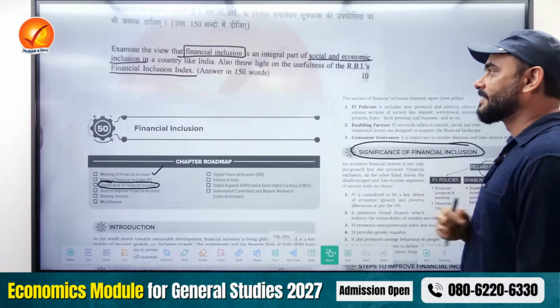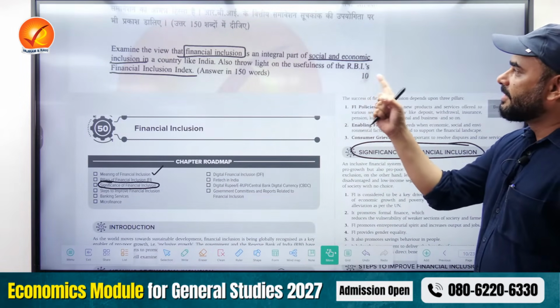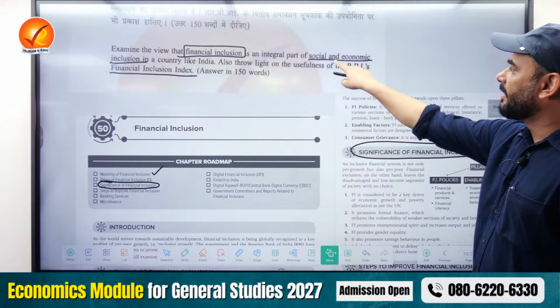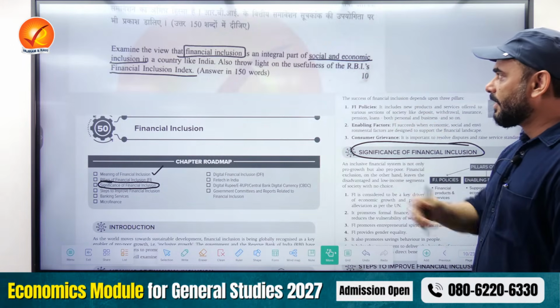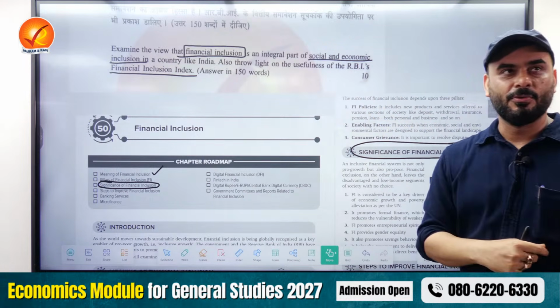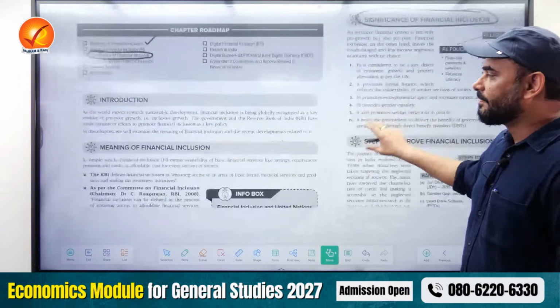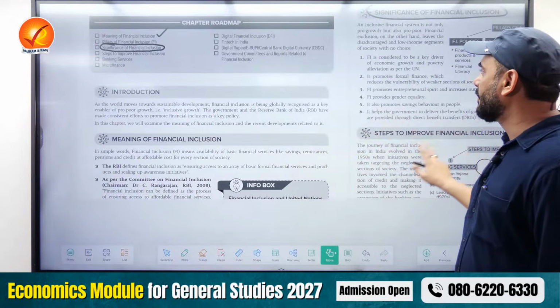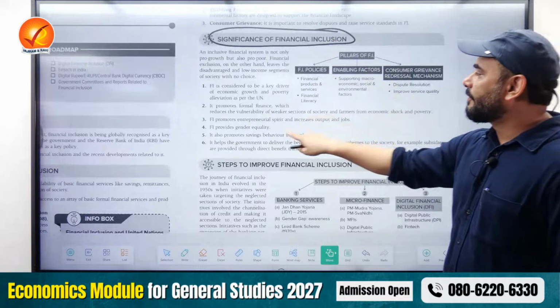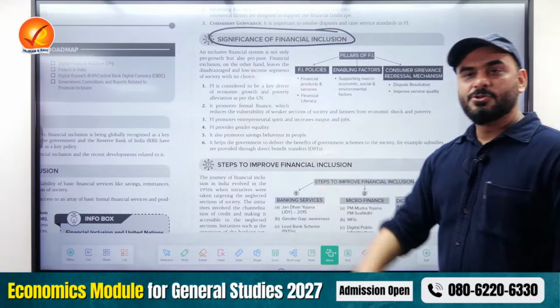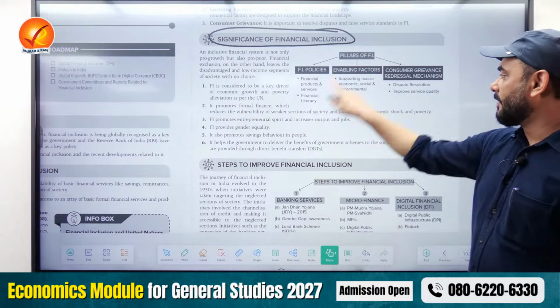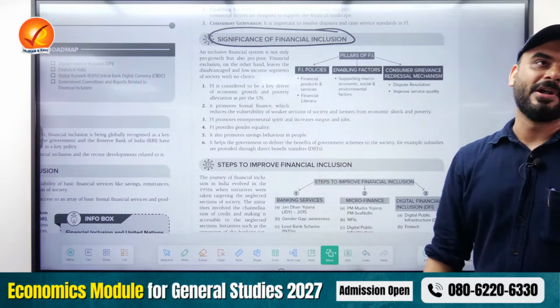Now, look at the next question. It says, examine the view that financial inclusion is an integral part of social and economic inclusion. Throw a light on the usefulness of the RBI Inclusion Index. The notes were big, so I couldn't bring the entire thing, but I want to show you. See, this is how we did it. What is the meaning of financial inclusion and the significance of financial inclusion in promoting the socio-economic strength of the country? This is the part which you had to write.